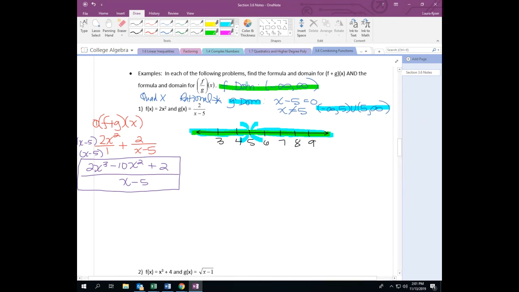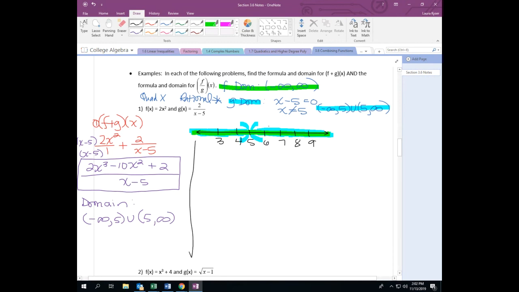So again, if one of them's all real numbers and the other one has the issue, the domain is going to be the other one. The overlapping part of this is only what is set up in this restriction. So domain for this part is negative infinity to 5, union 5 to infinity. And there's the second part. So we found the formula and the domain for f plus g of x.